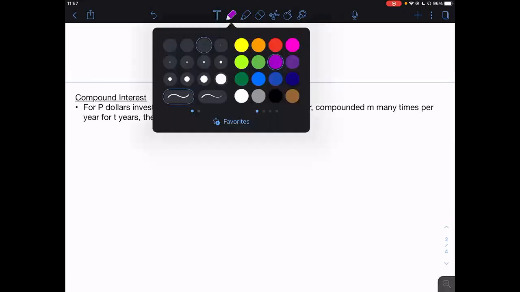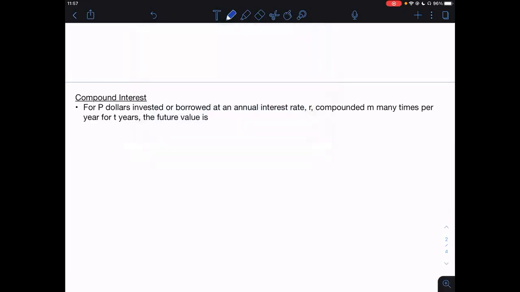Okay, so let's recall this. If we want to calculate how much an investment or a borrowed loan is going to grow to at a fixed interest rate that's compounded many times per year for t years, to calculate the future value after t years, we use the equation A equals. For now we're calculating the future value, so A is representing the future value after t years. Let me just make that note here.